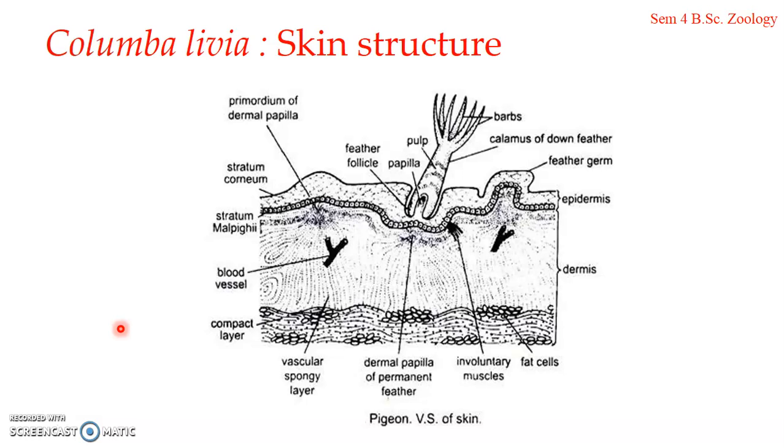The skin of Columba is dry, loose, hard, and thin, and it consists of an outer epidermis. You can see over here, it is several layered, and inner dermis. Epidermis is ectodermal in origin, and dermis is mesodermal in origin.